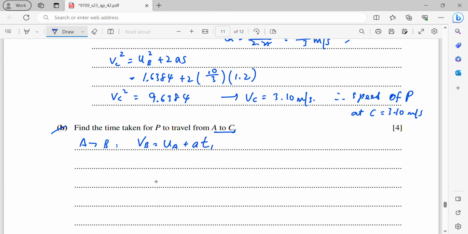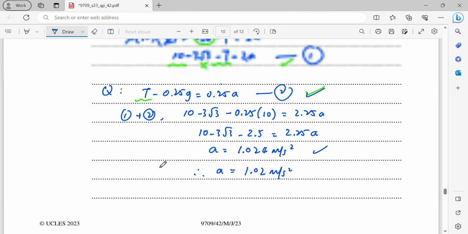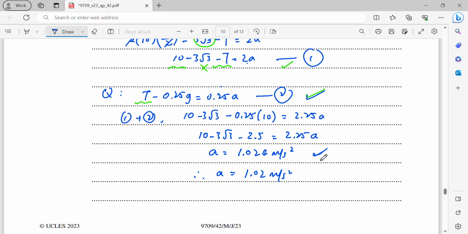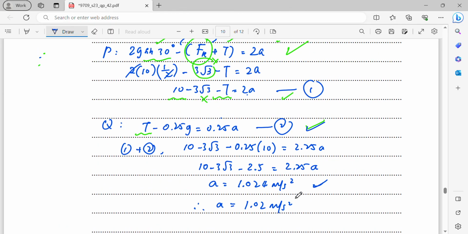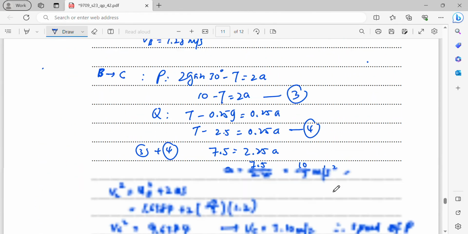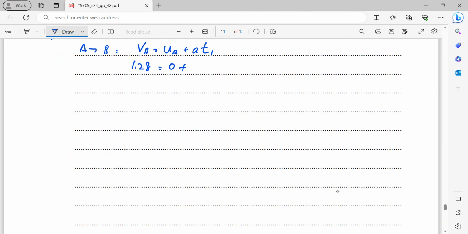So VB already found, 1.28. The UA initially is 0. Remember, just now the A equals to 1.024. This is with the frictional force. So 1.024 T1. So now your T1 is 1.28 over 1.024. Then you will get 1.25 seconds.